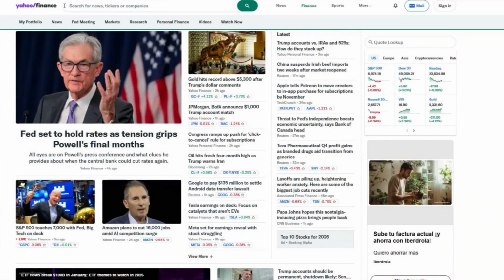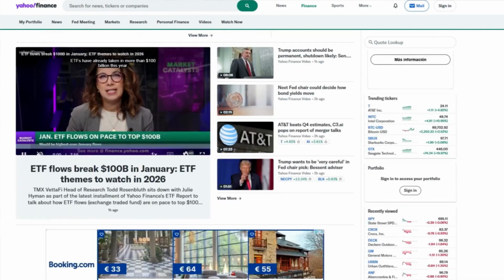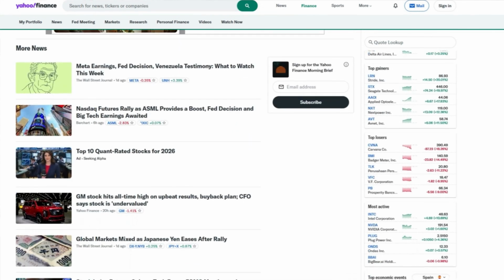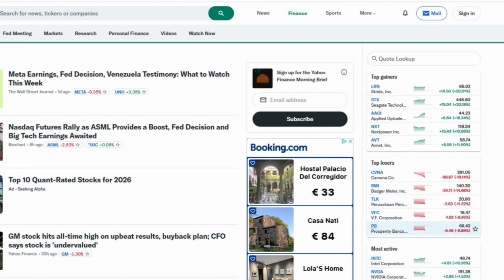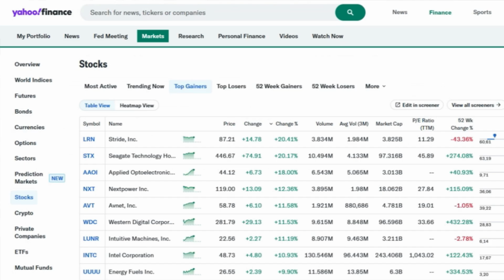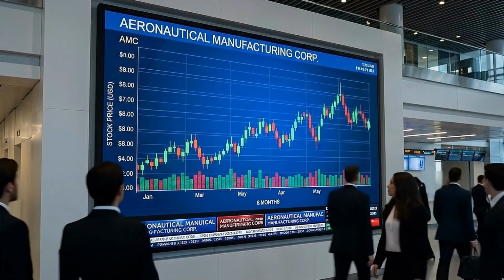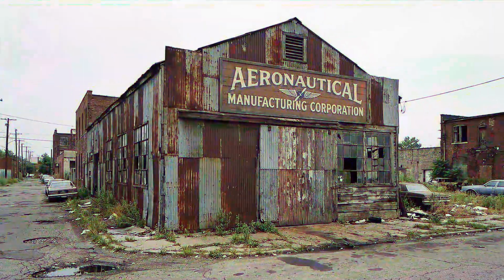Go to Yahoo Finance and look at sections for top gainers, top losers, and most active stocks. These are names that are moving a lot today. Scan the list and see if any companies look familiar. These are usually good starting points. If nothing jumps out, focus on stocks with large one-day moves and reasonable market cap, because we want to avoid penny stocks and low-quality names.